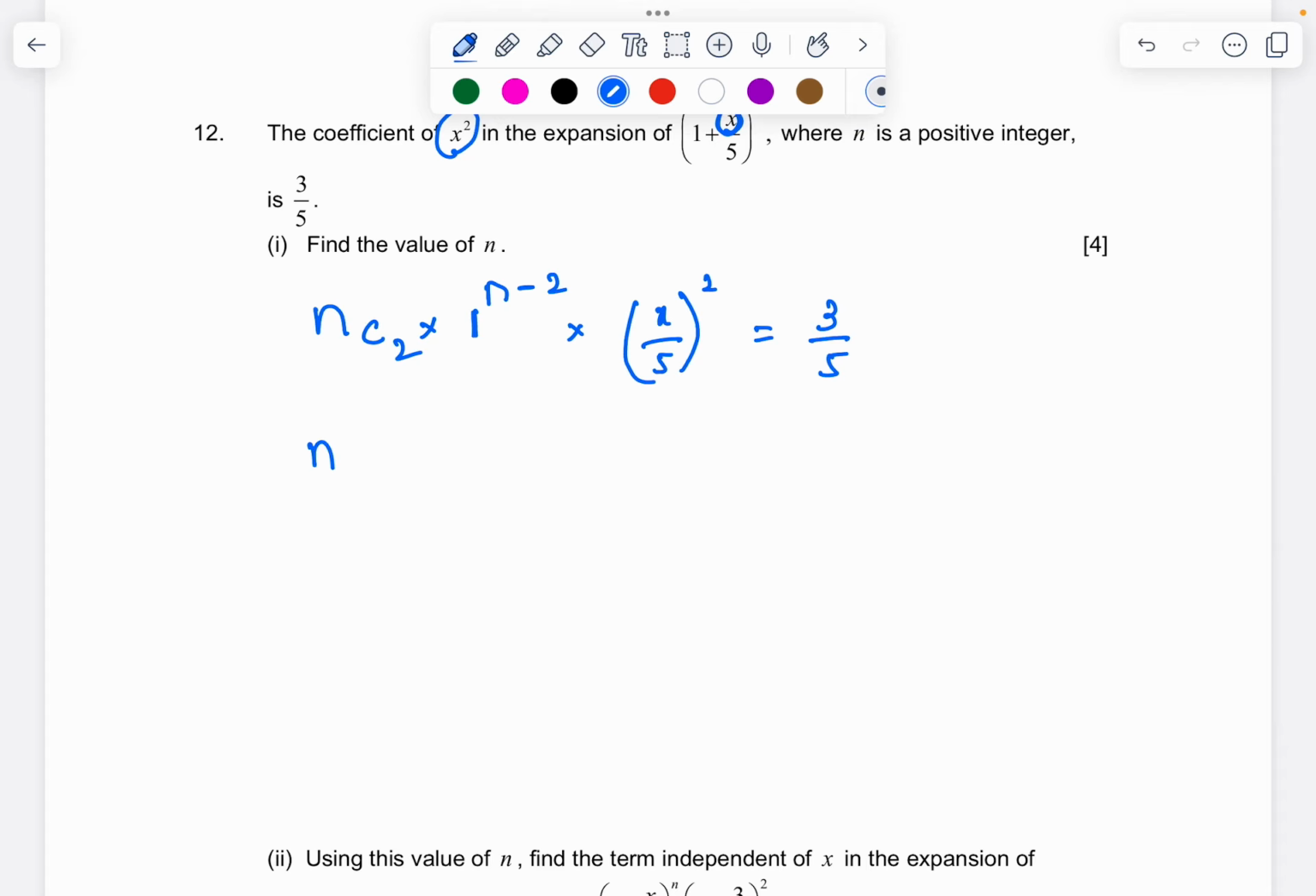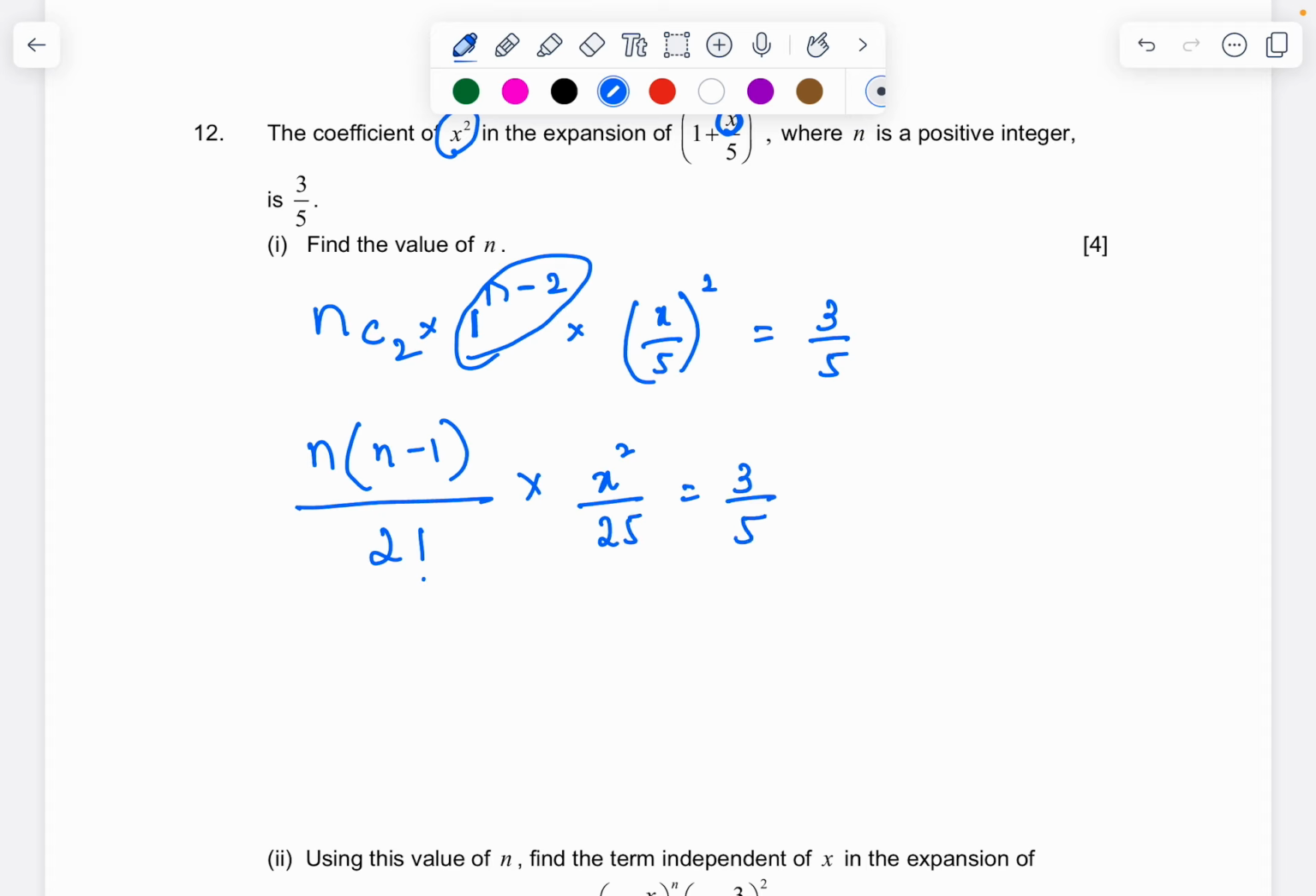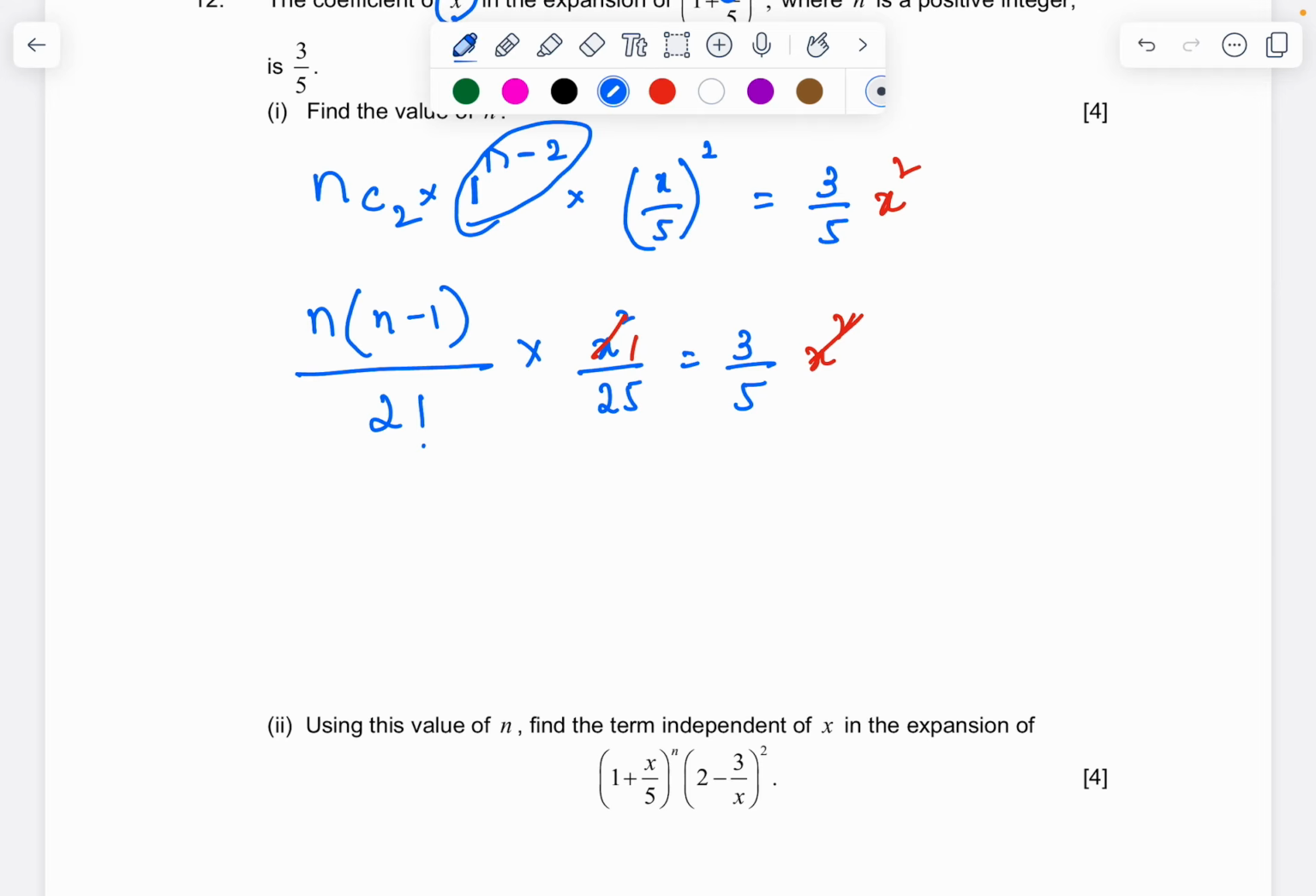So what is NC2? NC2 is n times n minus 1 over 2 factorial times 1. Basically we can just ignore 1 because 1 to the power of anything just gives you 1, right? So this gives me x square over 25 is equal to 3 over 5. And also you can basically ignore the x square because this is an x square term, right? So now I will expand this. N square minus n over 2 factorial is just 2. 2 times 2 times 25 is 50 is equal to 3 over 5.